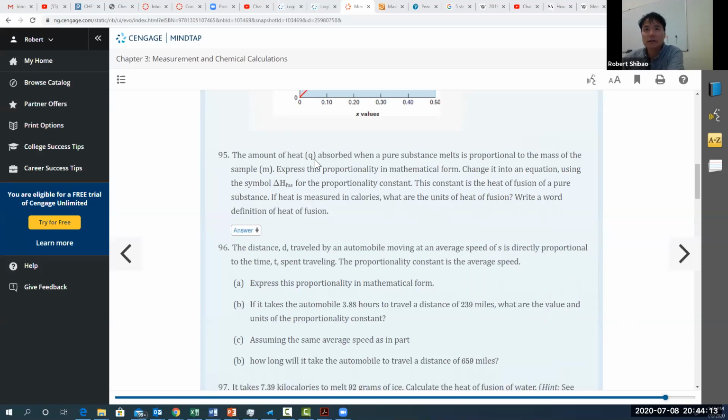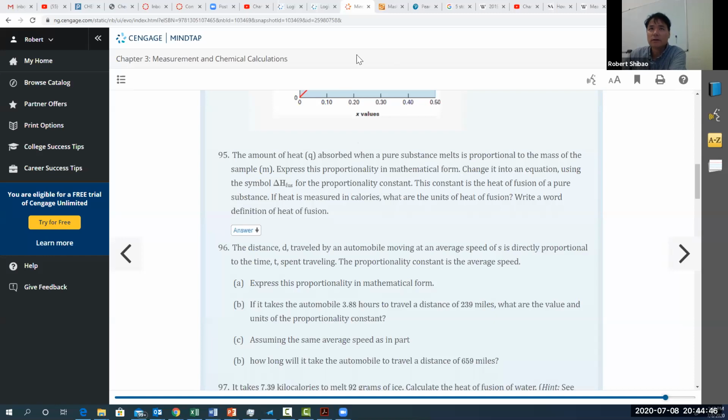The amount of heat, Q, remember Q is the symbol for heat, absorbed when a pure substance melts is proportional to the mass of the sample. Express this proportionality in mathematical form, change it into an equation using the symbol delta H of fusion for the proportionality constant. What are they talking about? The constant of the heat of fusion for a pure substance. If heat is measured in calories, what are the units of the heat of fusion? Write a word definition for the heat of fusion.